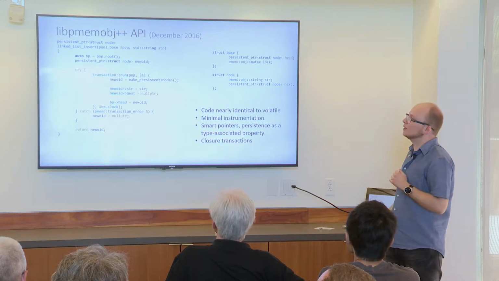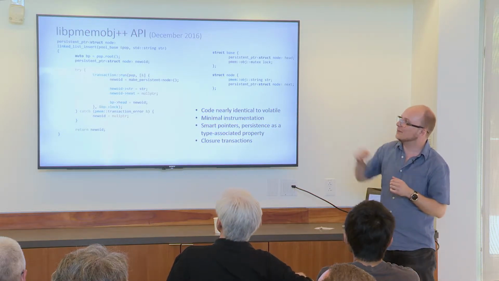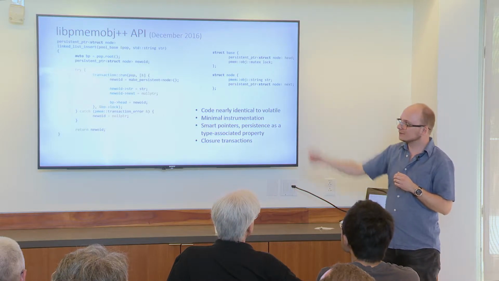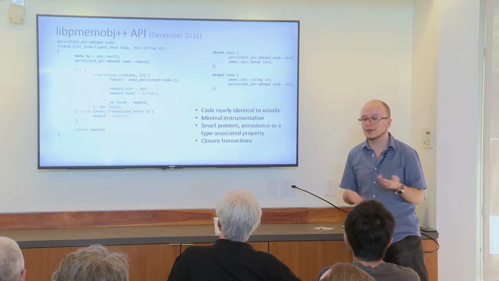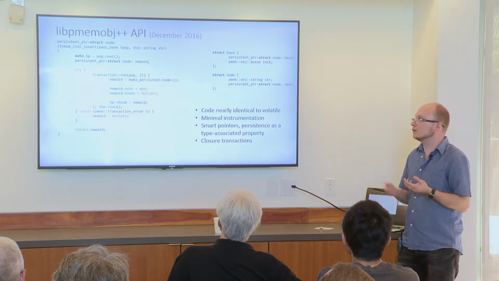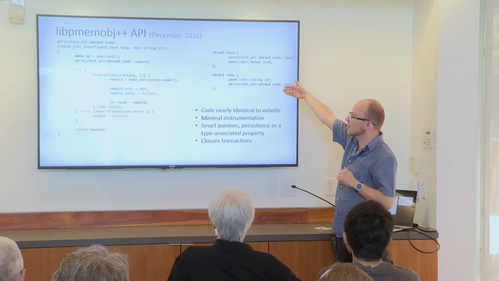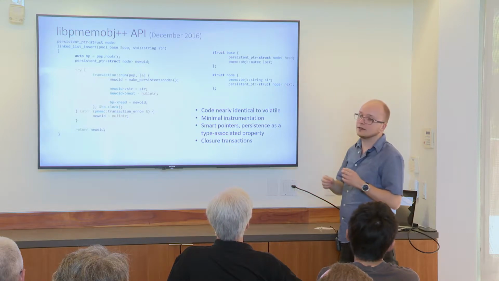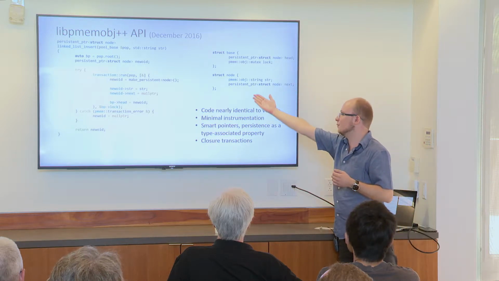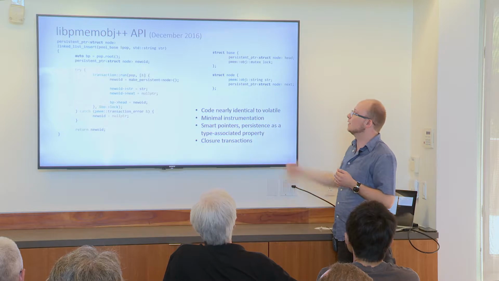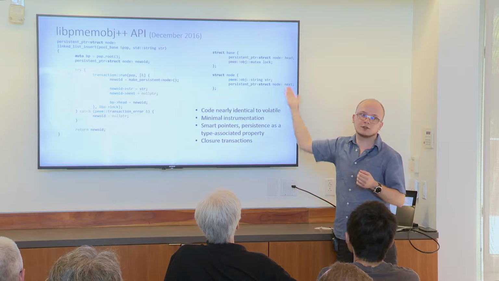I don't have a way to point, but if you were to remove the transaction from this code, and just replace make_persistent with make_shared, for example, or make_unique, then this code will normally work as a volatile application, and all of the changes really are in the types. Instead of having a shared pointer or a unique pointer in here, we have a persistent pointer. Also, instead of having a standard string, we have our own implementation of a persistent string.